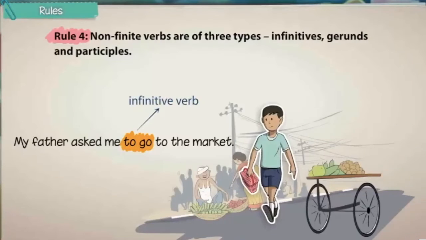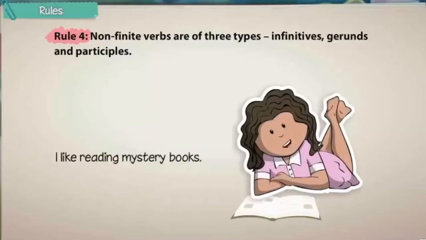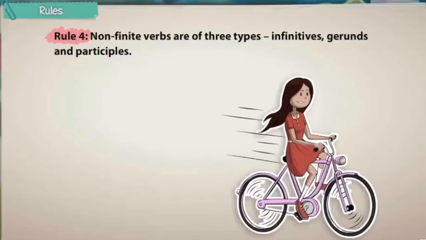I like reading mystery books. A gerund is verb plus ing. Hence, reading is a gerund. Cycling is my favorite sport. The gerund is cycling.